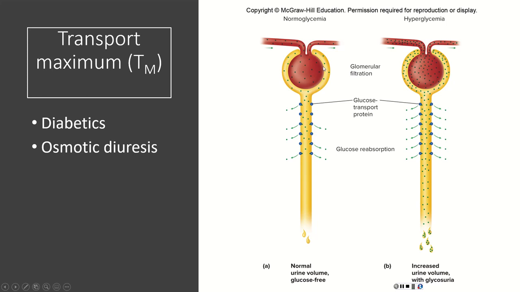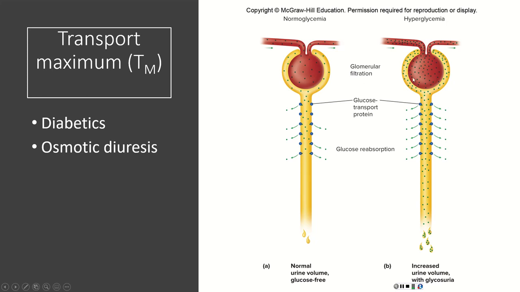So in someone with a normal amount of glucose in their blood, that glucose is filtered, and as that glucose passes through the PCT, these proteins grab the glucose and move it out so that it can ultimately make its way back into our bloodstream. And by the time we get to the end of the PCT, we have reabsorbed 100% of that glucose. And there's a rate at which these work. If we have too much glucose, let's see what happens.